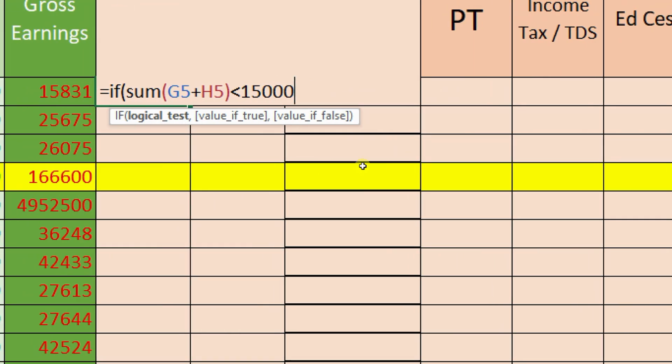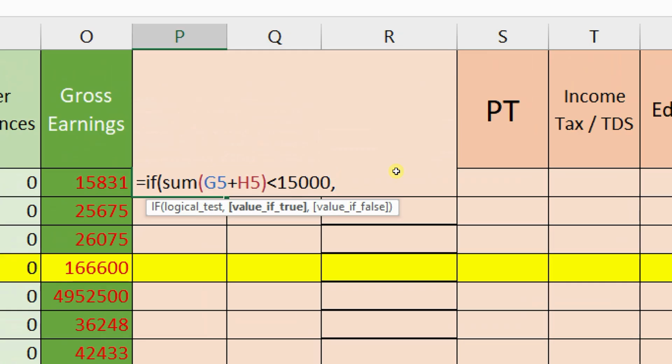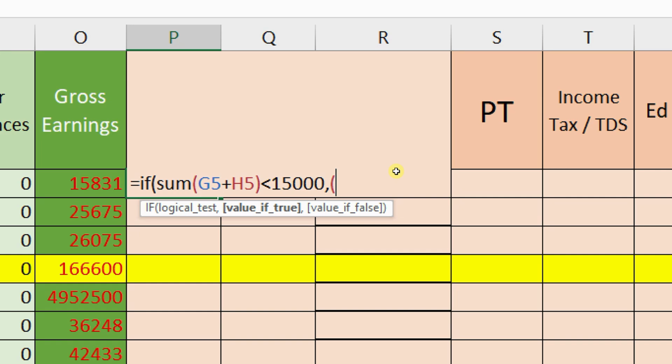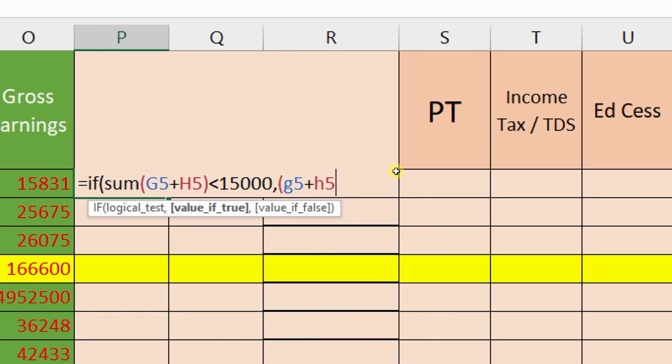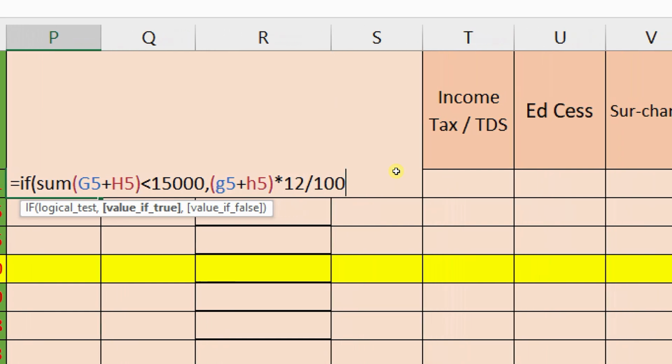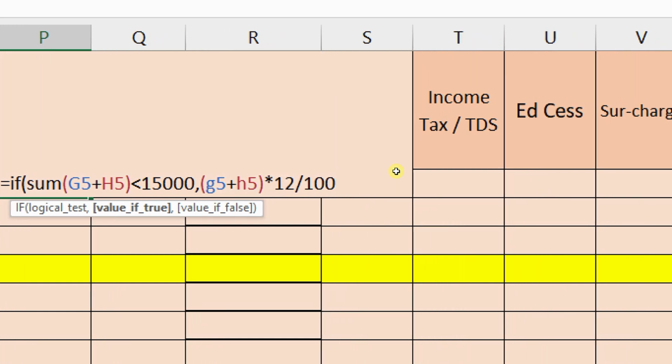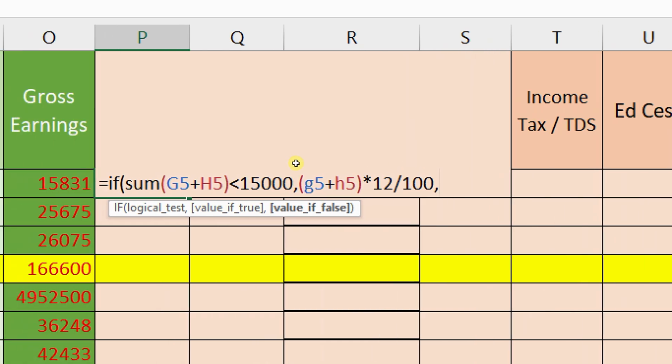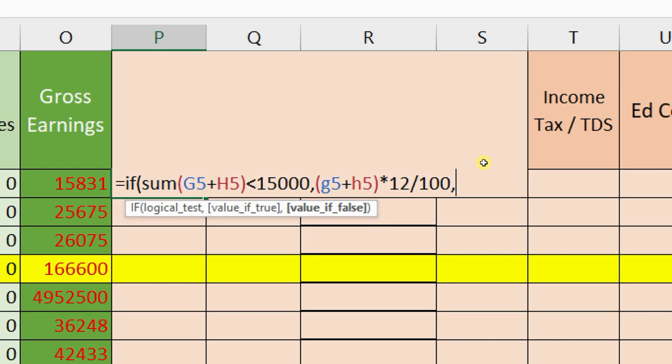What is G5? Basic. What is H5? DA. If sum of basic plus DA is less than 15,000, then open bracket, on G5 plus H5 you go 12%. If basic plus DA is less than 15,000, on basic plus DA give me how much? 12%. Or else, if it is not less than 15,000 but more, then give me flat.